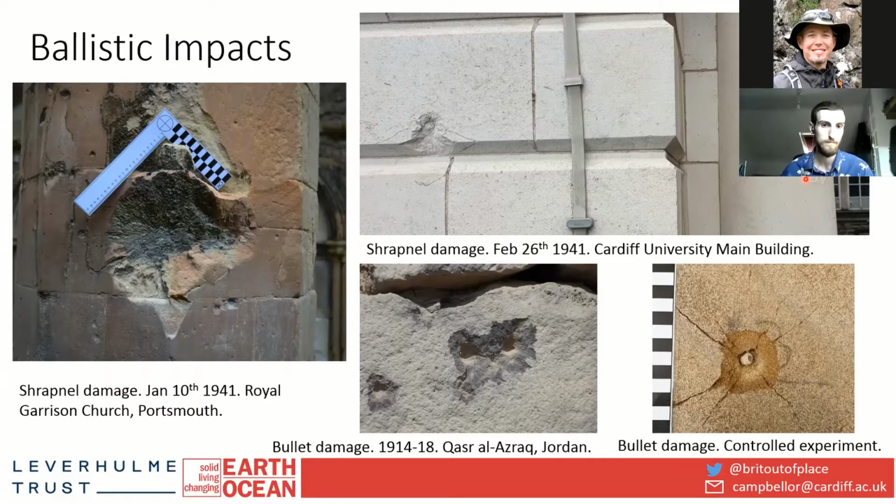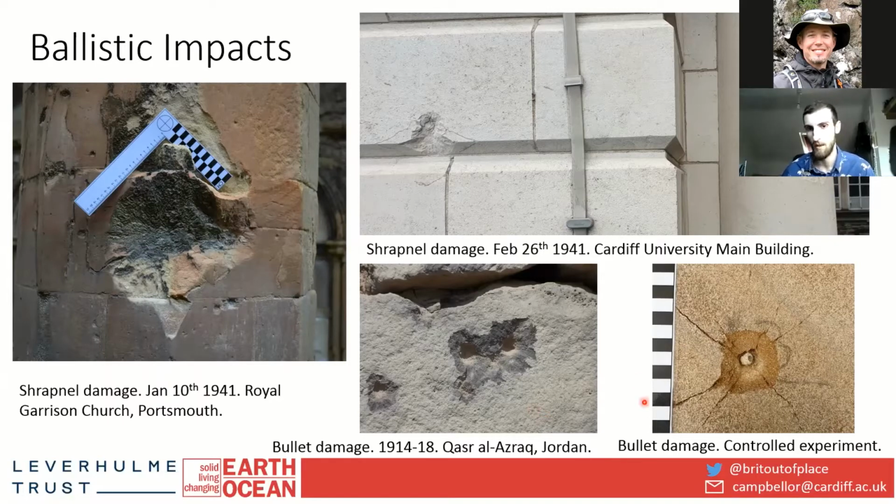Here we have some bullet impacts from Qasr al-Azraq in Jordan. And this was a site where Lawrence of Arabia and his Arabian comrades stayed. And so we believe these form part of what looked like a target practice range on the inside of the castle.